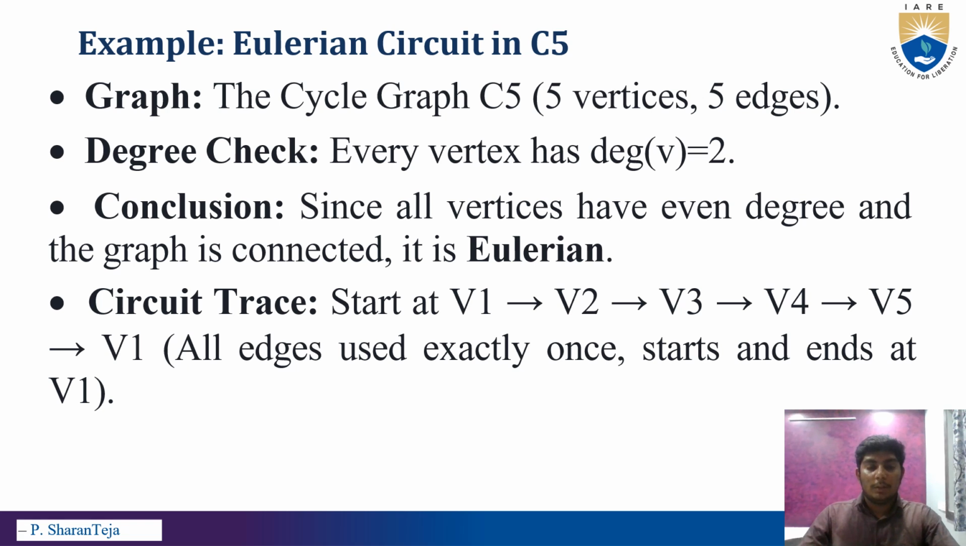One possible circuit is V1 to V2, V2 to V3, V3 to V4, V4 to V5, V5 to V1. Every edge is traversed once. The conclusion is, since all vertices have an even degree and the graph is connected, it's Eulerian.